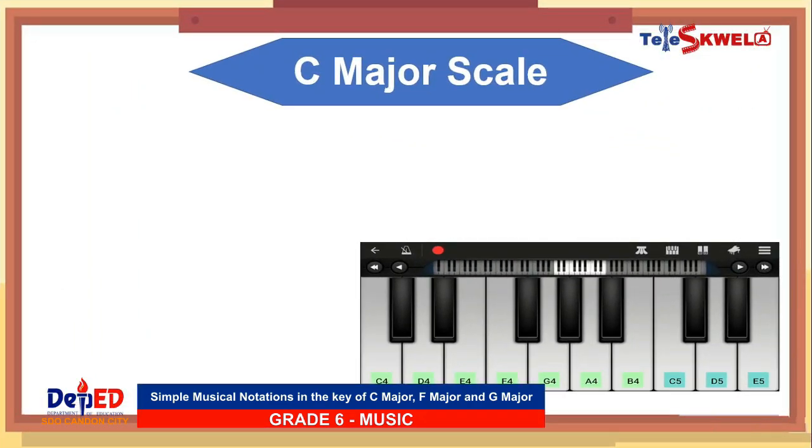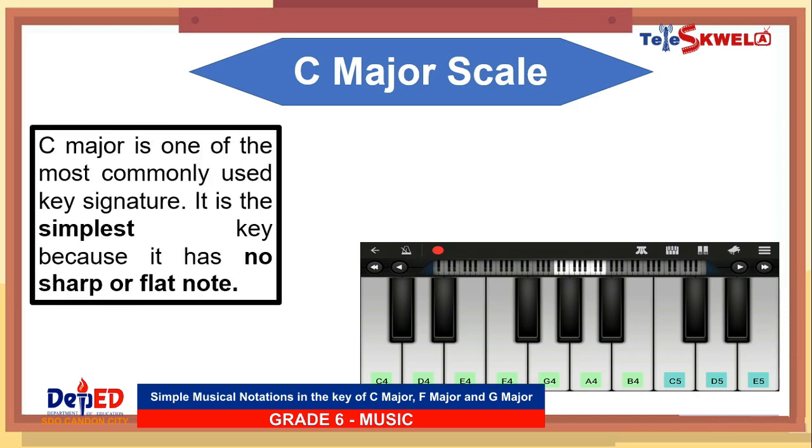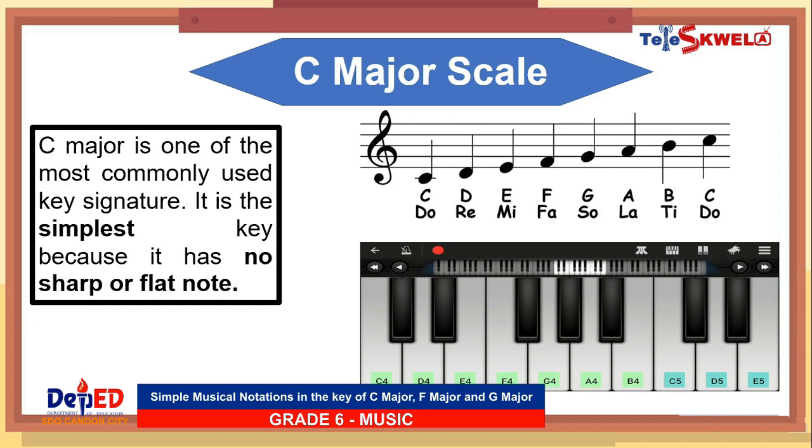There are two kinds of diatonic scales. Number 1 is major scale and number 2 is minor scale. Let's have C major scale. The pattern for all major scales is based on the C scale. C major is one of the most commonly used key signature. It is the simplest key because it has no sharp or flat note.